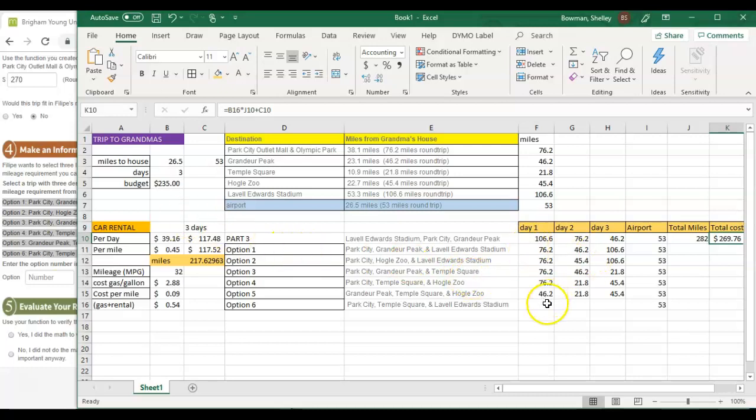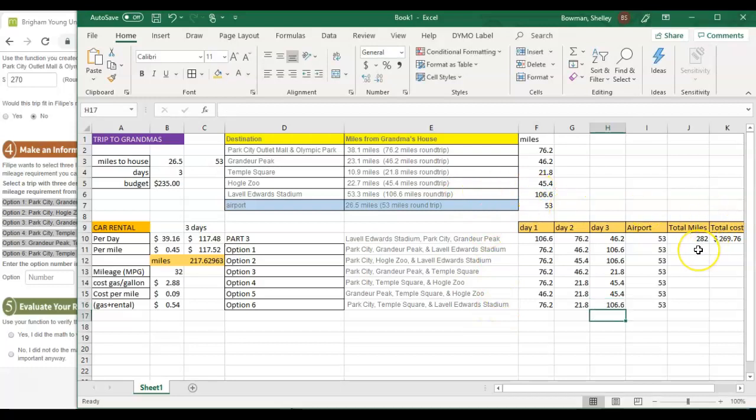So I've filled in most of it. I didn't do down here so that you could see what I did. All I've done is do equal and cell reference each of these destinations. The first one's Park City, for option number 6. The second day will be Temple Square, so I'll come find it up here, cell reference. And then day 3, again, LaVell Edwards Stadium, we will cell reference here.